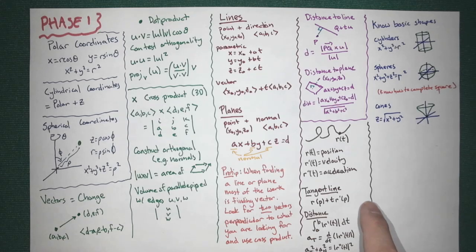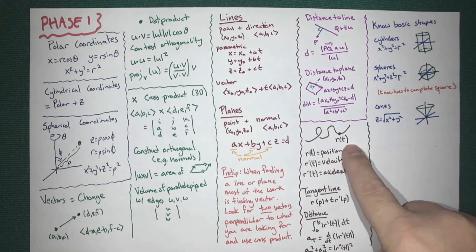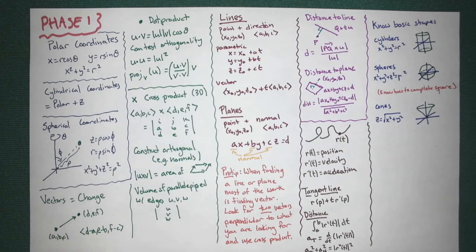So for instance, we can find a tangent line. So we think back, if we're looking for a line, what do you need? Point and direction. Where do you get the point? You plug the time into your position function. Where do you get the direction?